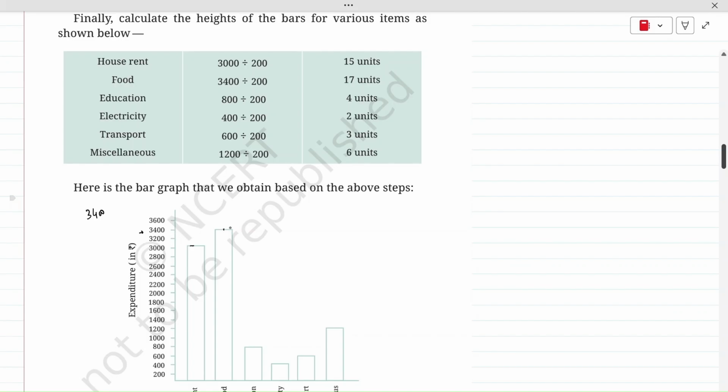The next one we have is education, which is 800, and it is here. On electricity, it is 400. 400 is marked here. Next one we have is transport, which is 600. So this is also marked. And the last one is miscellaneous. Miscellaneous is 1200. Okay, so this is the bar graph which has been drawn.